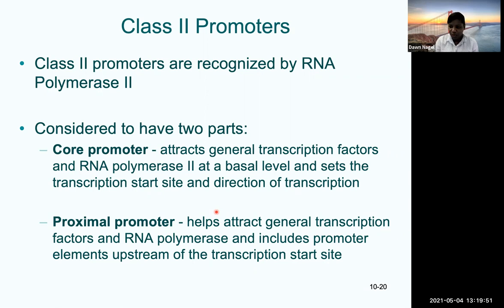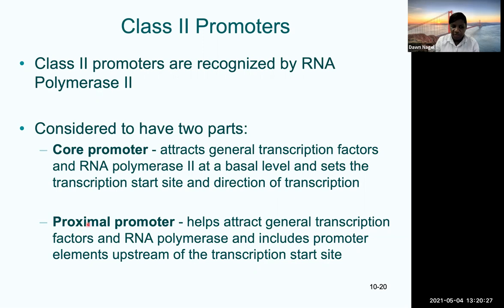So for class 2 promoters, you have 2 parts of that promoter that are present. You have a core promoter and a proximal promoter. The core promoter is what recognizes all the general transcription factors and RNA polymerase 2. Together, you can have a basal level of transcription, right? Because the transcription start site directs transcription, you'll have a basal level of transcription occurring at this core promoter.